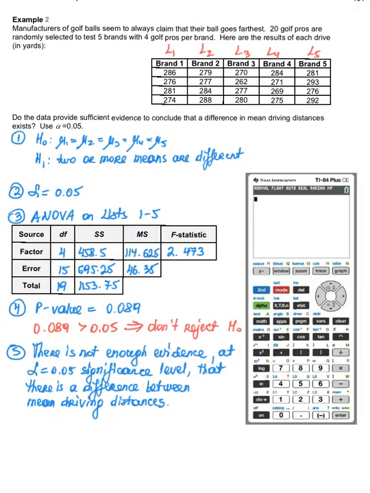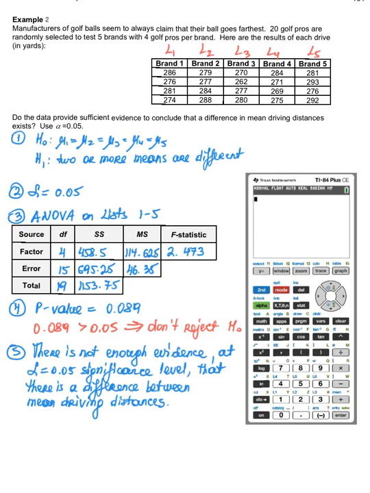Let's take a look at our last example, where we are going to see how to use the TI-84 to perform the ANOVA test. Manufacturers of golf balls seem to always claim that their ball goes farthest. 20 golf pros are randomly selected to test 5 brands, with 4 golf pros per brand. Here are the results of each drive in yards.